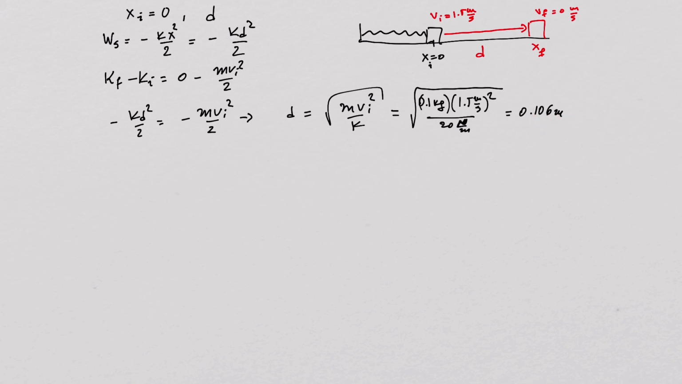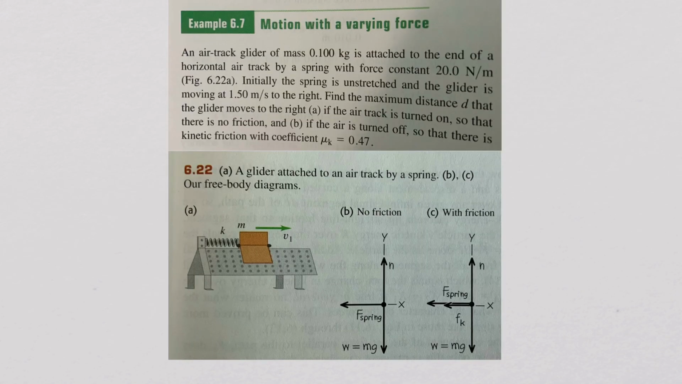Now let's look at the second part of the problem, where the air track is turned off and the glider is under the action of kinetic friction force as well. This situation. So the glider is moving to the right. The motion is opposed by the kinetic friction force and the spring force.